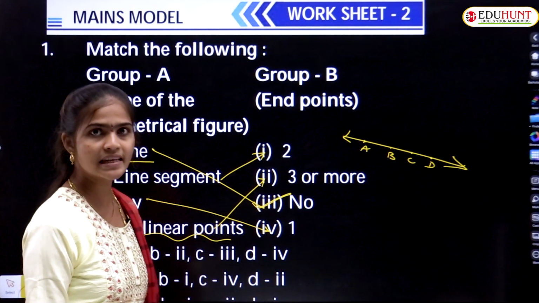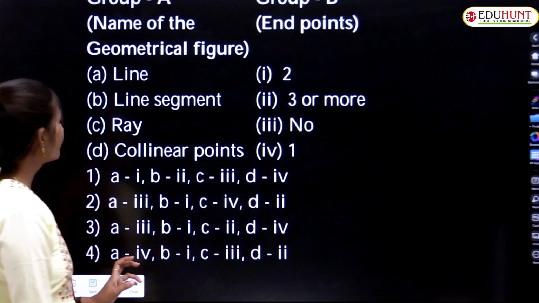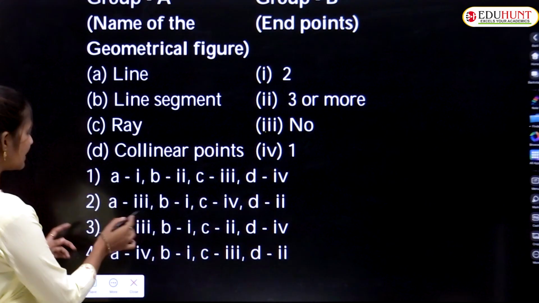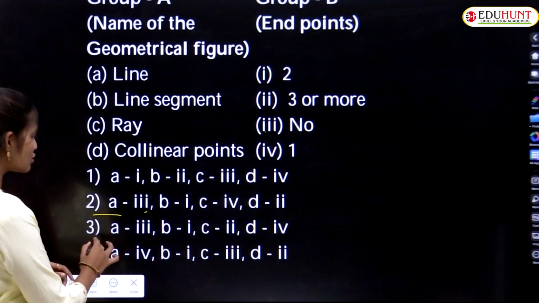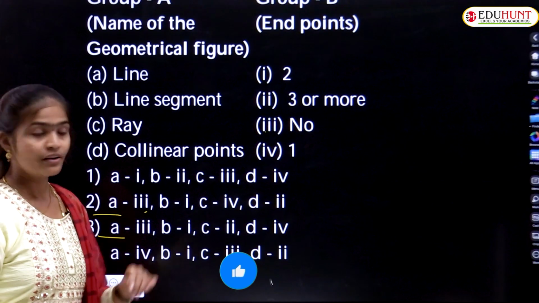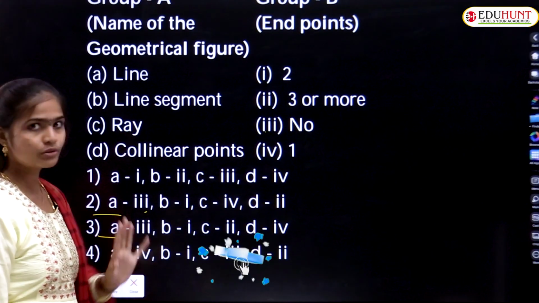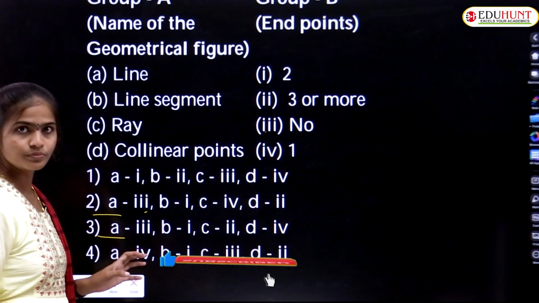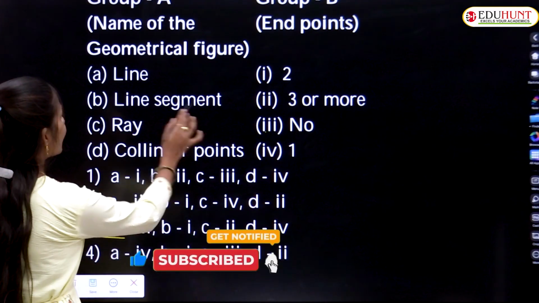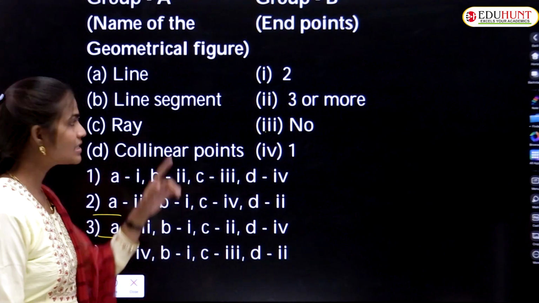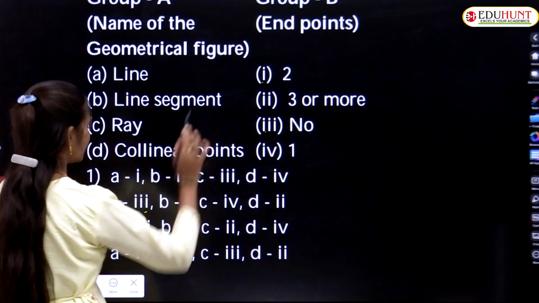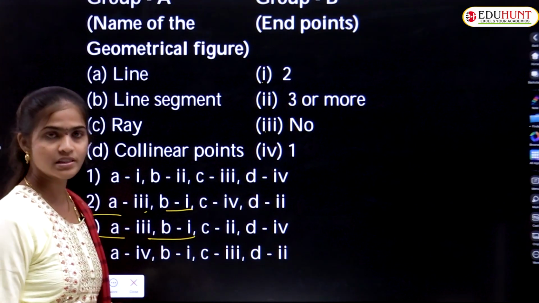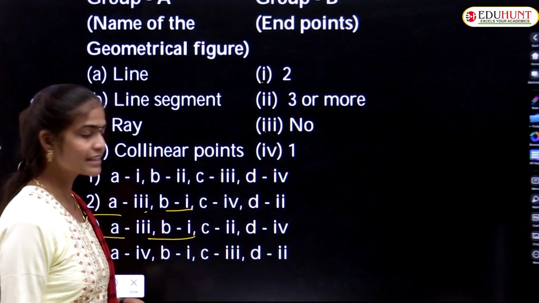Okay, which option is correct here? So which option? Line has how many? 3. So A is 3. So we have to observe these two options. Okay, the first option is A related to 3, but we have 2 options here. So leave the remaining 2. Okay, next one, line segment has how many points? 2 points. So option 1. That is also there, we have 2 options here. So we need to consider the next one.